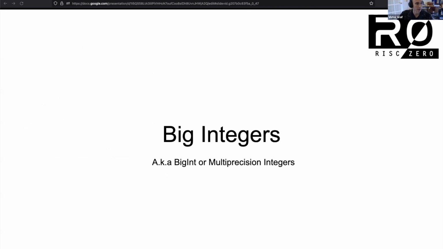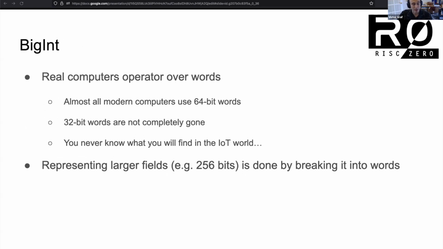What I mentioned before: all digital computers have a defined word size, which is basically how large of an integer it natively handles. Almost all modern computers we use, our phones, our laptops, our servers, are using 64-bit words nowadays and can often handle much larger integer values as well with specialized operations. But 32-bit computers are not entirely gone. Also in the IoT world, you never know what you're going to get. You might have some smart card device and, for some godforsaken reason, it's a 16-bit computer still.